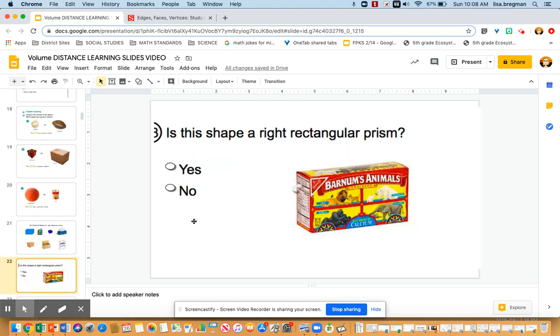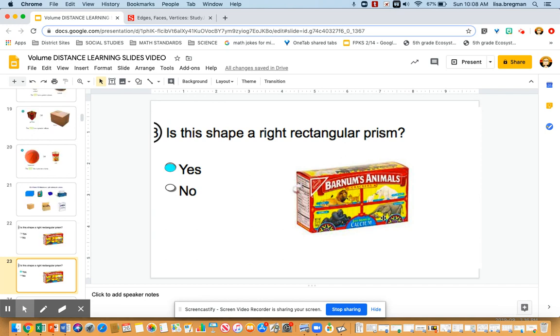Is this shape a rectangular prism? Right just means right angles. They all form right angles when we learn that. Perpendicular to each other, perpendicular, right angles, 90 degrees. And sure enough, yes, this shape is a rectangular prism.